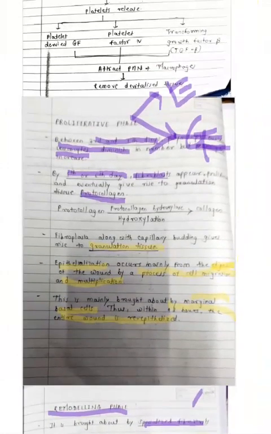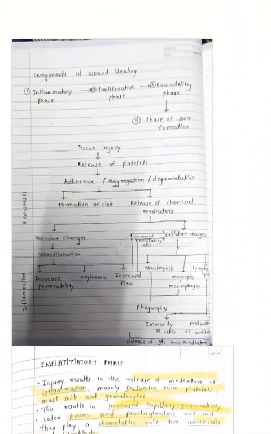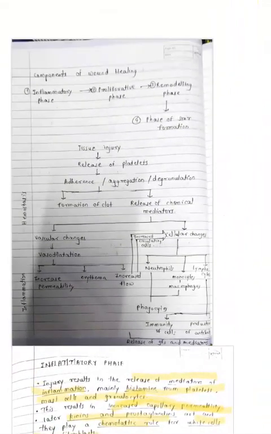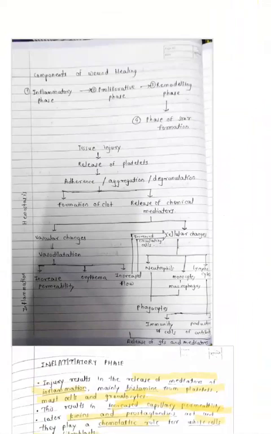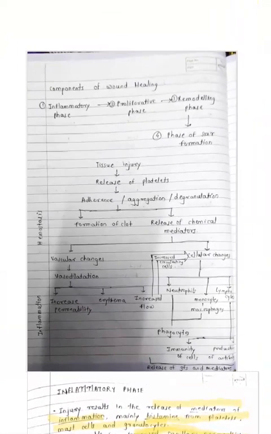So we will revise all these points. What are the components of wound healing? The components of wound healing are the inflammatory phase, then the proliferative phase, then the remodeling phase, and the phase of scar formation. In the inflammatory phase, all the changes which happen in regular inflammation are also happening here.